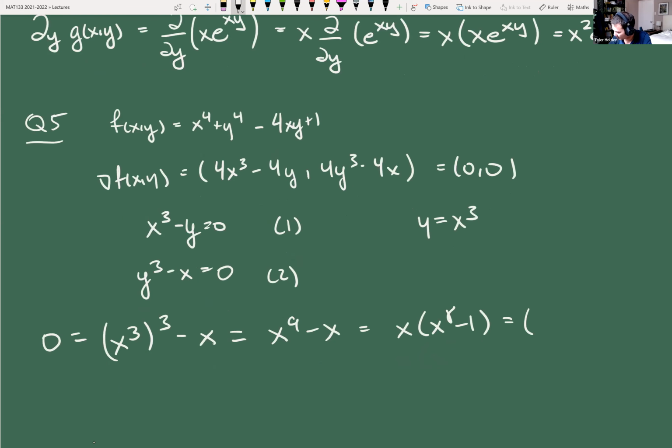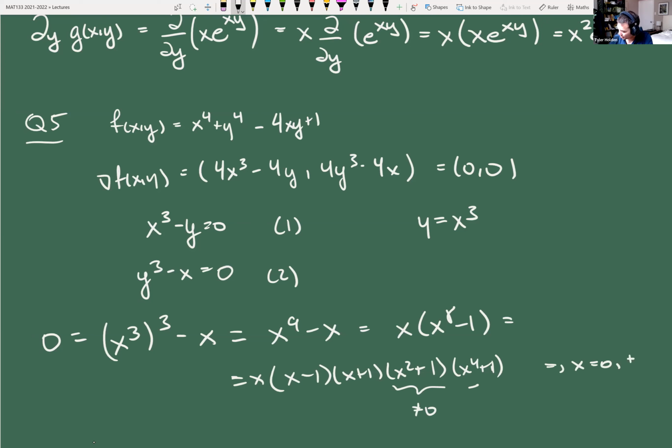And if we factor that, what do we get? So we get x squared minus 1, x squared plus 1 times x to the 4. Here, let me put that on a new line. X. My pen is still acting up. X minus 1, x plus 1, x squared plus 1, x to the 4 plus 1, like that. These two things are never equal to 0. So this tells us that x can be either 0 or plus or minus 1.